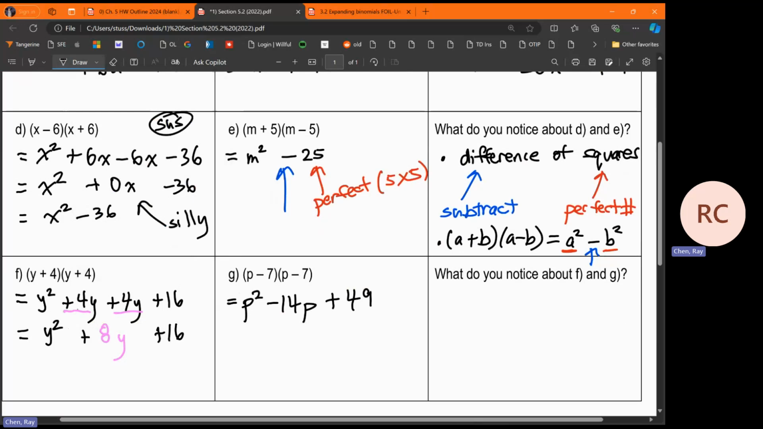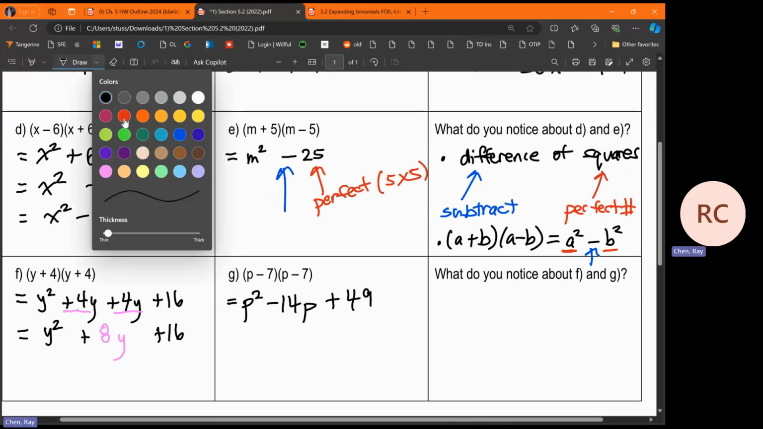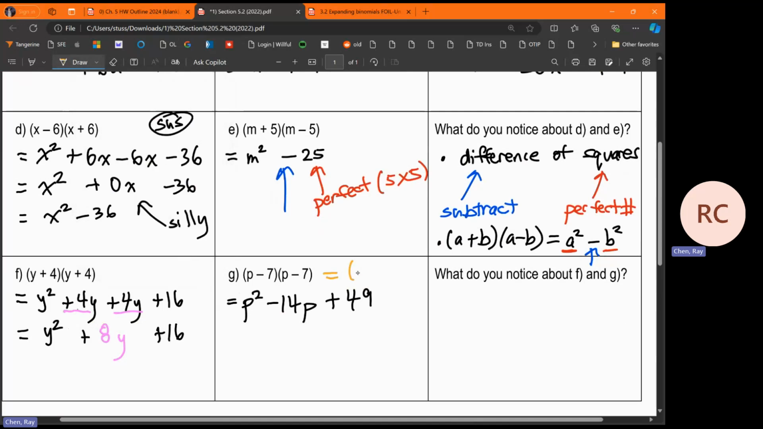So what do you notice about F and G? Hopefully this time you can talk to your classmates or maybe look in the textbook in section 5.2. What you should notice about this is that, first of all, we have a trinomial. And if you really think about it, this question, p minus 7 times p minus 7, can be written as p minus 7 all squared. P minus 7 all squared is the more condensed version, and a lot of students find this easier to use.